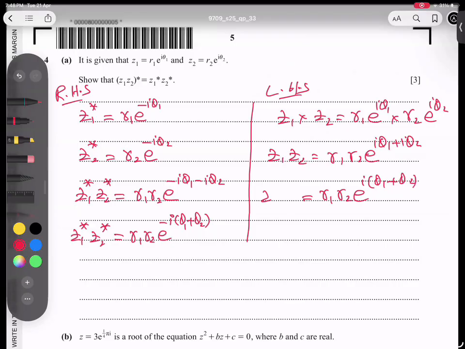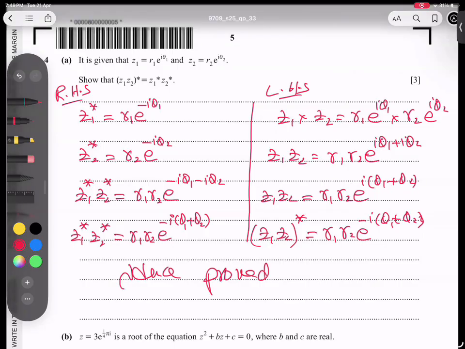This is clear, Z1 and Z2. And if I take the conjugate of the whole complete expression, R1 R2 have no change, but according to the formula I will get a negative sign outside. I hope you understood very well, and both sides are matching. They match, so we can say hence proved, because they are totally matched. Alhamdulillah, this part is very clear.